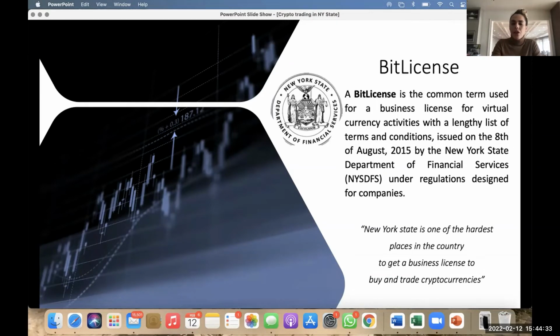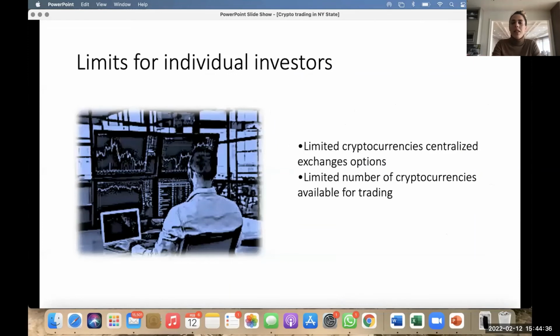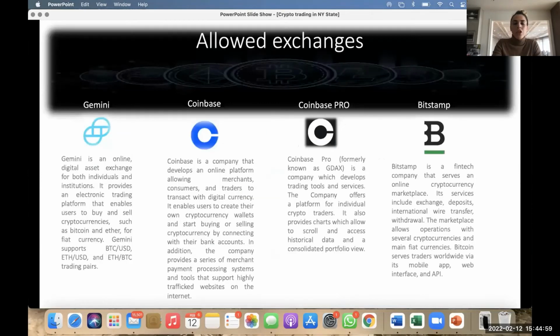Since this is designed for companies, the way it influences you as individual investors physically present in New York State is that you get limited centralized exchange options, and therefore you have a limited number of cryptocurrencies available for trading. And those are the crypto exchanges that you can trade with in New York State: Gemini, Coinbase, Coinbase Pro, and Bitstamp.